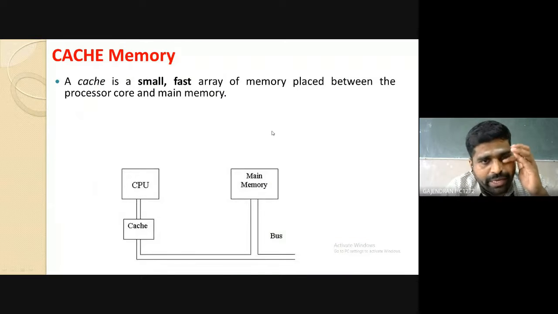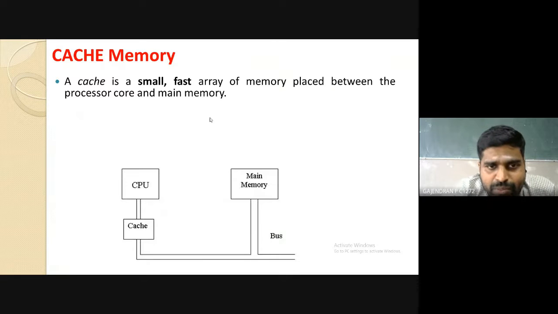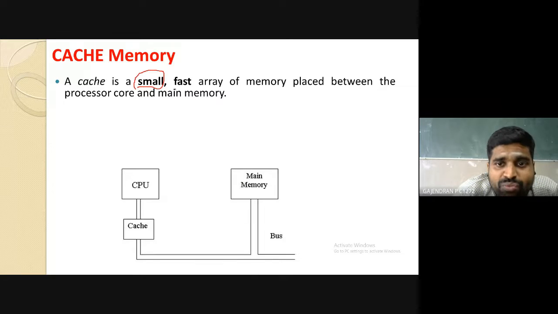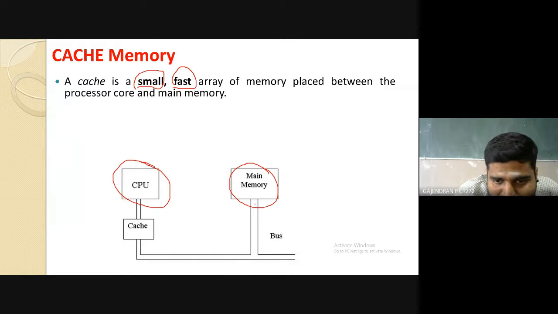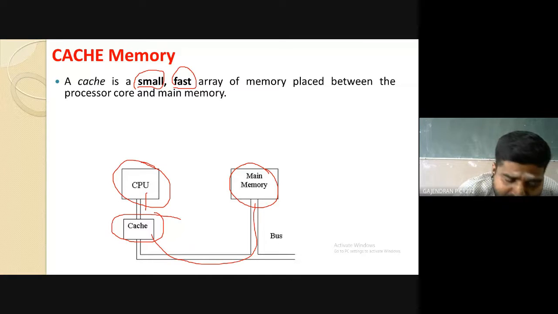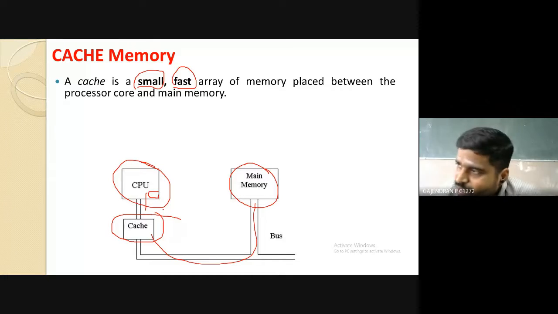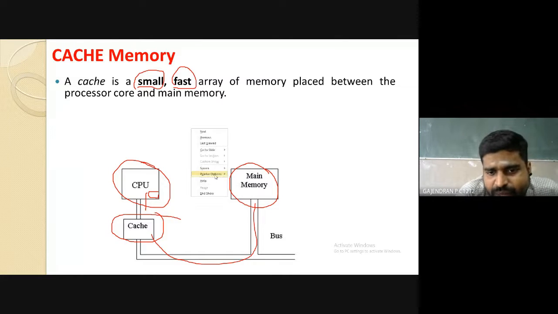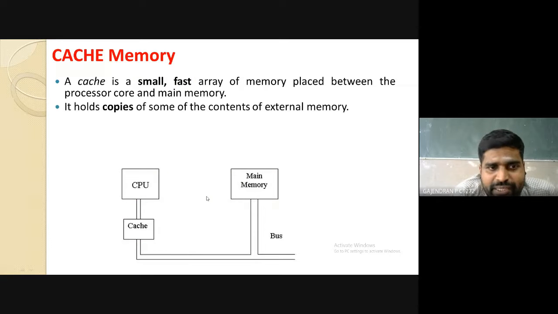Okay. So again, cache is very small in size, but it is fast. It is placed between your main memory and the CPU. In some situations, cache memory is even present inside your CPU. Cache memories are available inside the CPU too. Okay. Then what is the other beauty of your cache?